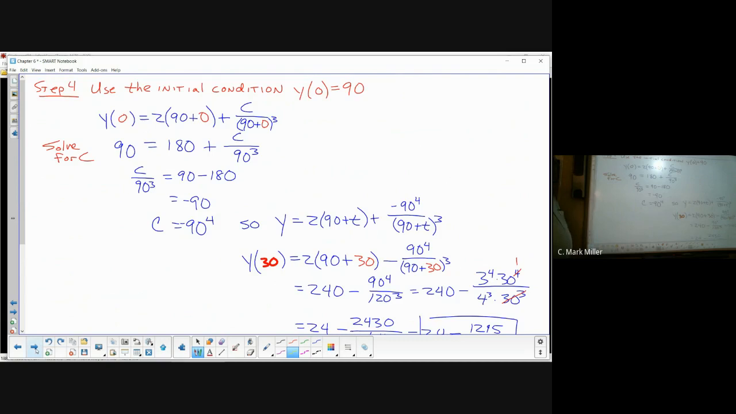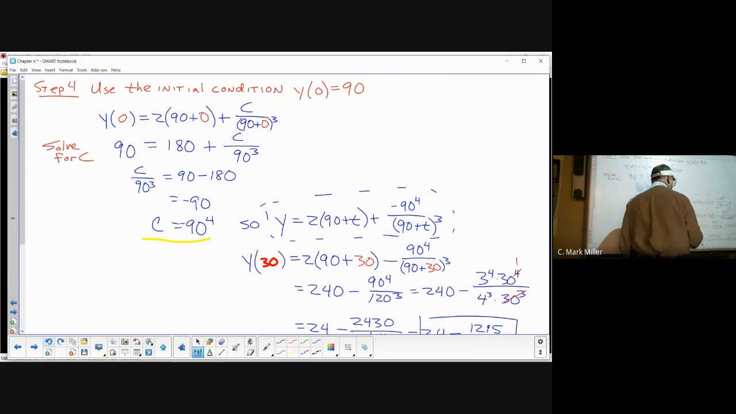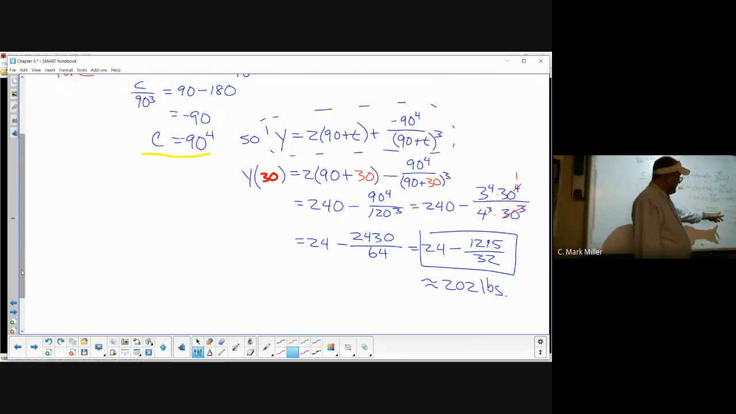You then use the information you're given. You're using this. That's your initial condition. You use that to find C. You wind up with C being minus 990 to the 4th power. And so this right here is our solution. All we need to do is evaluate that at 30. After 30 minutes, the tank is full. And that produces this many pounds of salt in the tank when it is full.